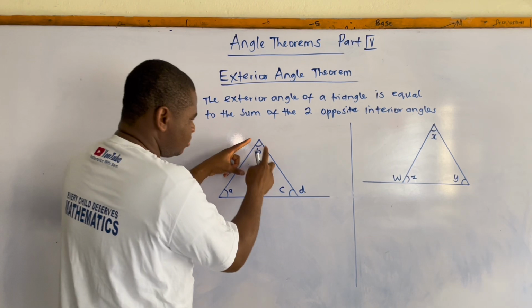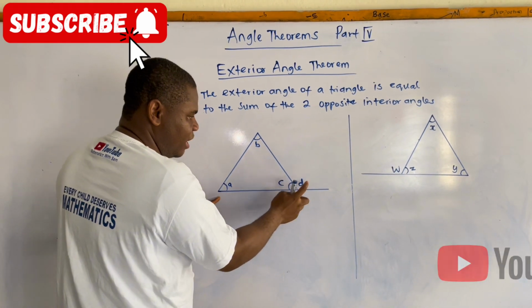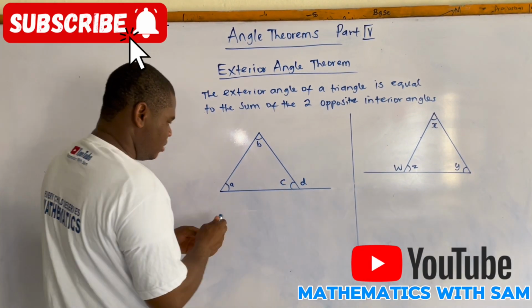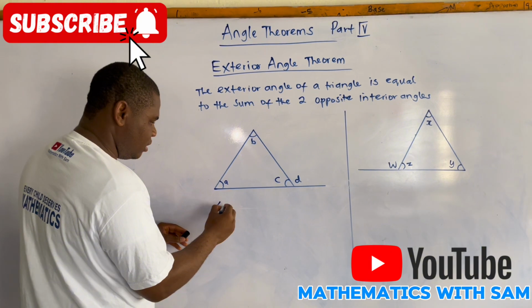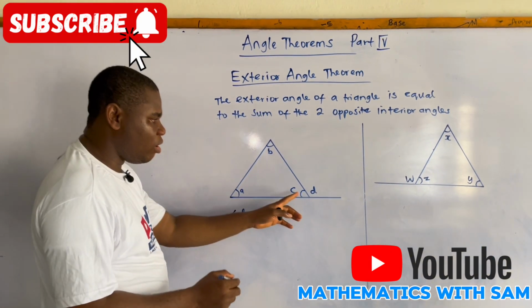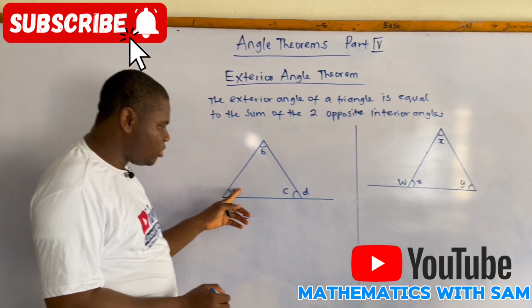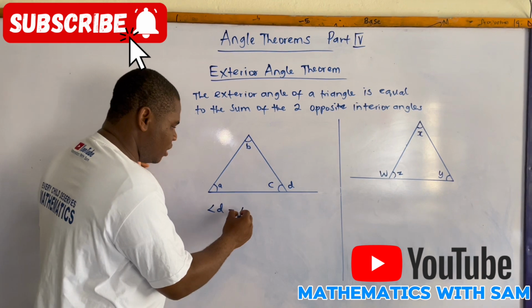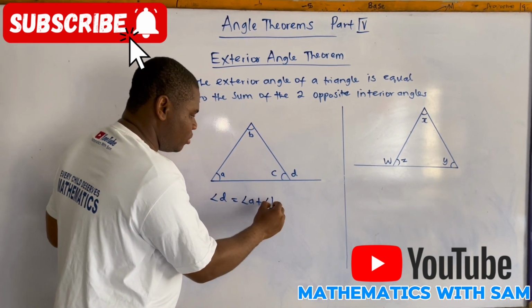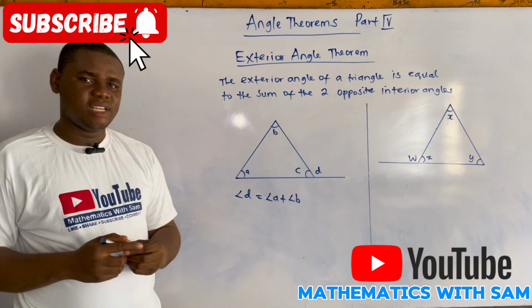This is a triangle, as you can see. It means that the exterior angle here, D, is equal to the sum of the two interior opposite angles, which is what? Angle A plus angle B. You might be wondering, how is this possible?